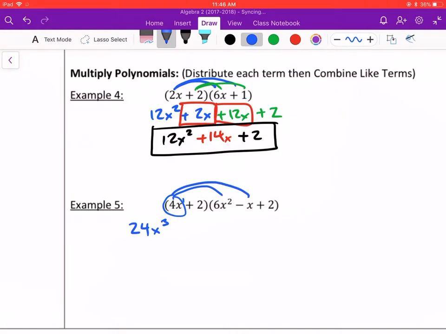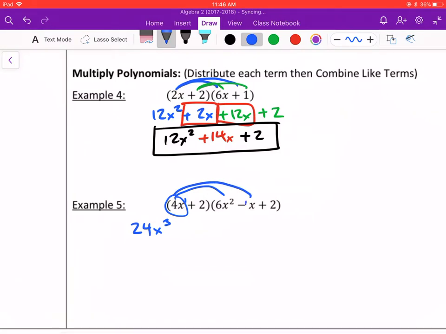4x times negative x, well, 4 times a negative 1 is going to be a negative 4, and then there's 2 x's, so x squared. Again, you are multiplying, so don't forget you're adding the exponents, right? This isn't a 1 here, so 1 plus 1 turns this into a 2, all right? Don't forget that. And then lastly, the 4x times 2, that's just 8x, all right? And go back and do the other terms.